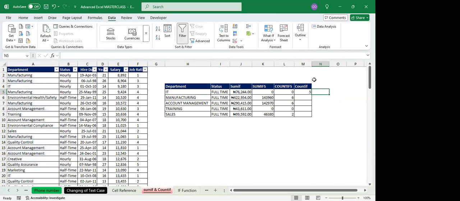So there are 5 people in IT departments, right? And if I want to know for these other guys, I'm just going to drag down. So we have 22 people in manufacturing department, 15 people in management department, 3 in the training department, and 5 people in the sales department. Any question?